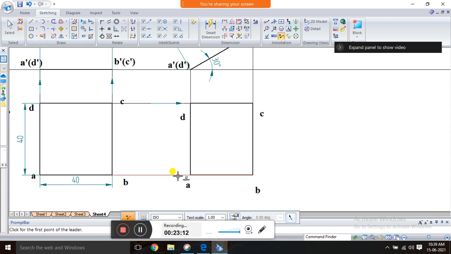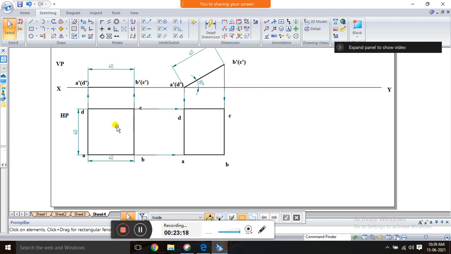So this is projected like this, and this one is projected downward. So this is a square, it is exactly placed on HP, so it looks like the original shape and size. But if you tilt it 30 degrees, it will look like a rectangle. It does not look like a square, it will look like a rectangle. That is the second position.